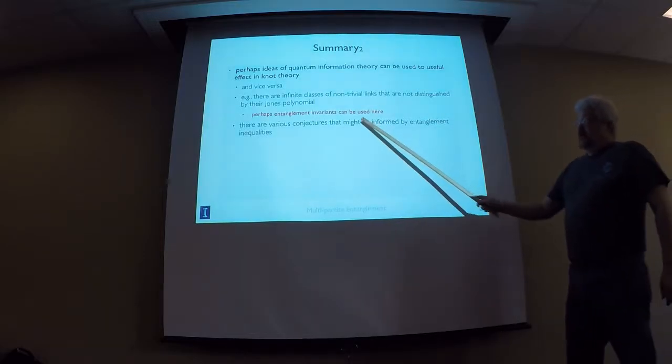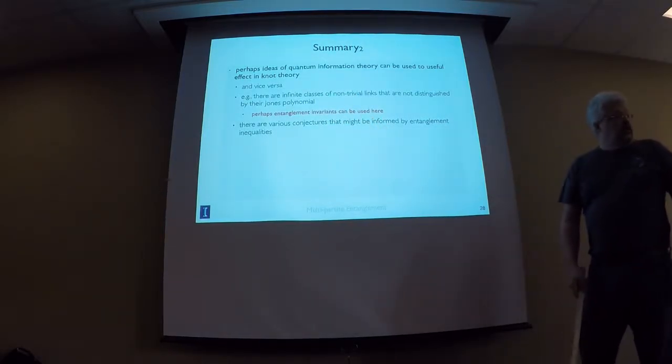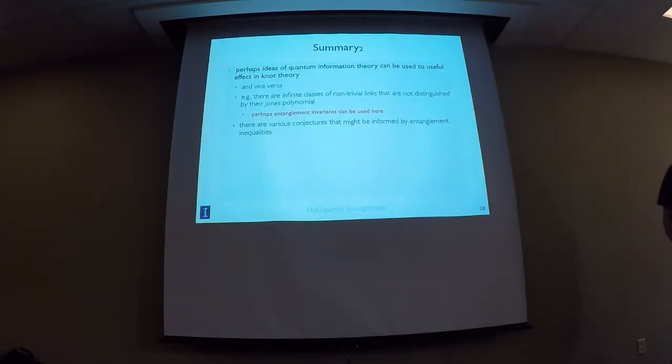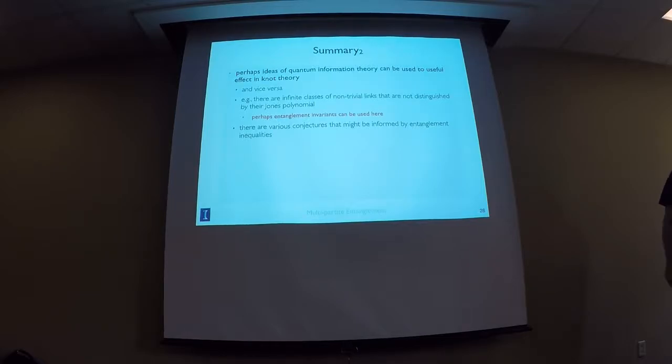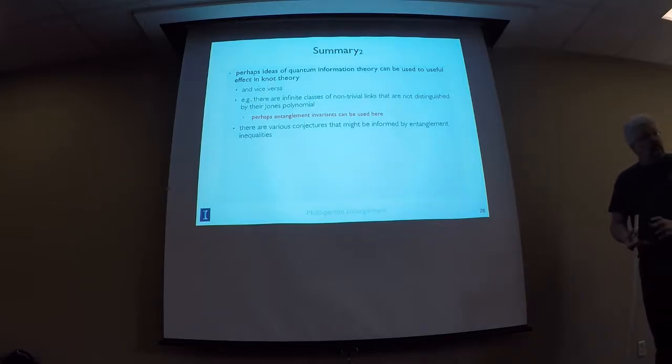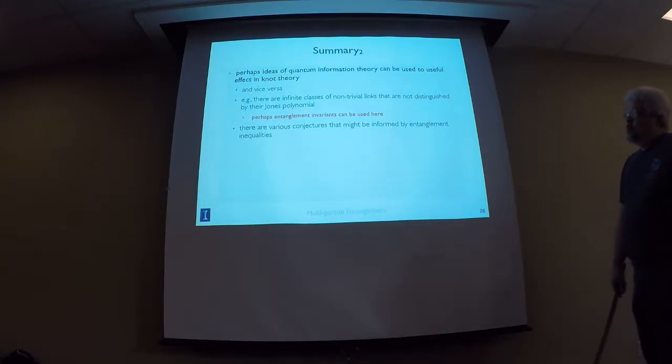And so you can imagine that there are entanglement invariants, concepts from quantum information theory, that you might use that are a more refined notion of an invariant. And we've seen an example of that. I brought in this relative entropy in order to see more details.